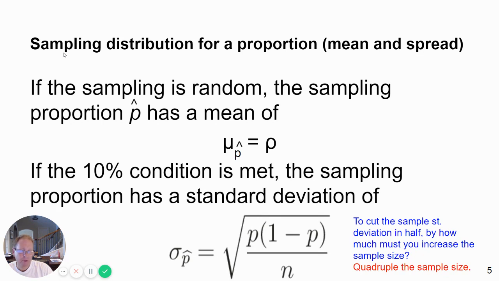So just think how that works. If I quadruple the sample size n, that is effectively cutting the standard deviation of p-hat in half.